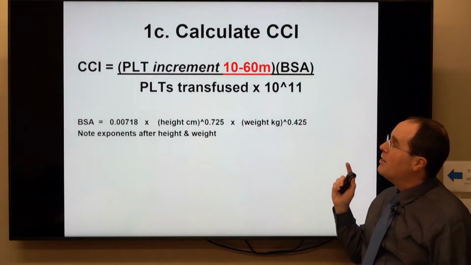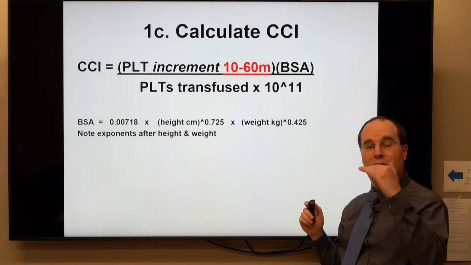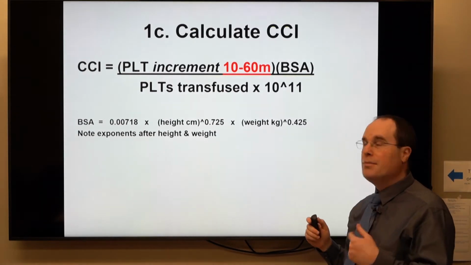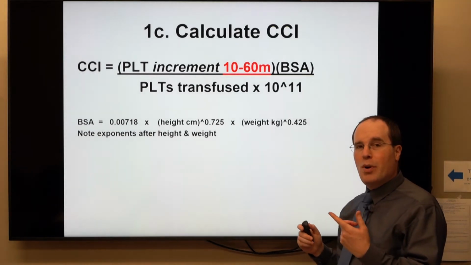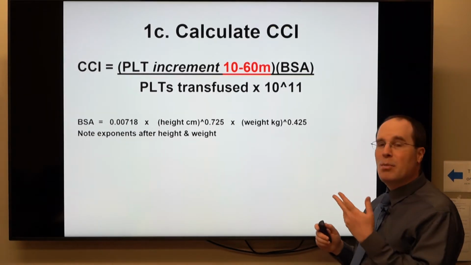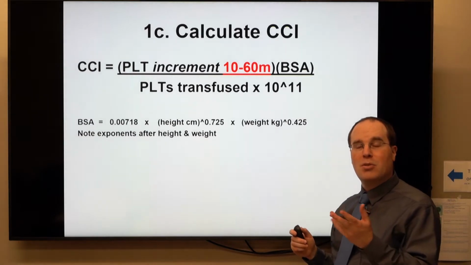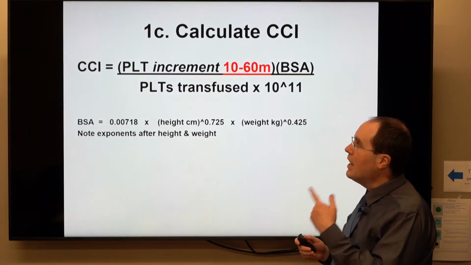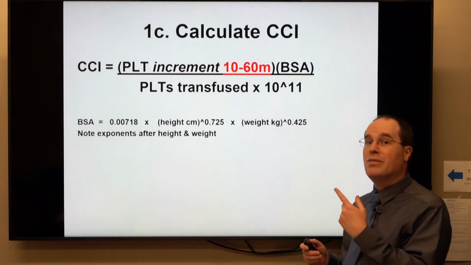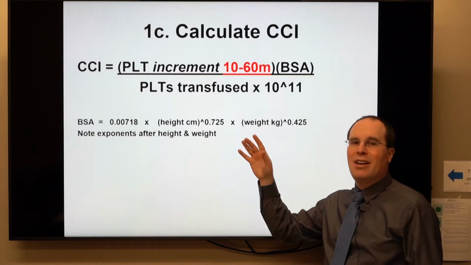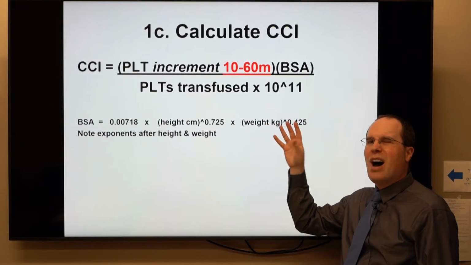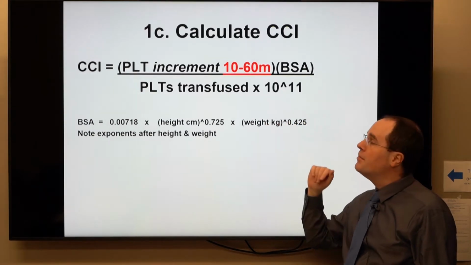CCI is very briefly the platelet count increment, the post minus the pre, times the body surface area in meters squared. It's usually something in the neighborhood of 1.5 to 2 meters squared for most people. And then divided by the number of platelets transfused, the number of platelets in the bag. That usually is in the range of 3 to 5 times 10 to the 11th.